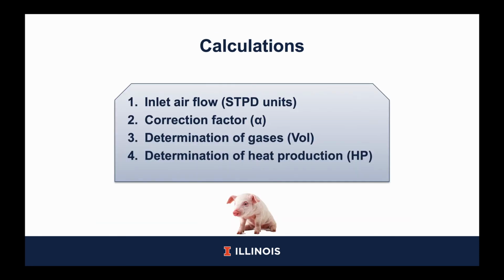The calculations needed to calculate total heat production include the transformation into standard temperature, pressure, and dry units for the inlet airflow to take into account variations of temperature, atmospheric pressure, and also humidity. Then a correction factor needs to be applied to determine the gas volume in the chambers, and those values are then used to determine total heat production.